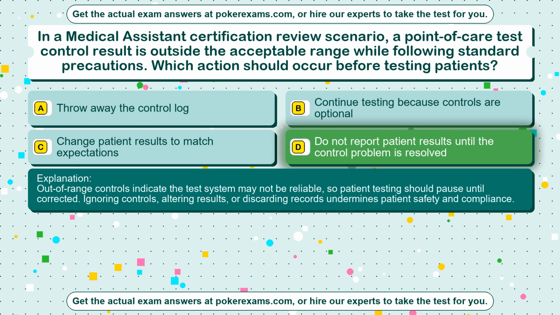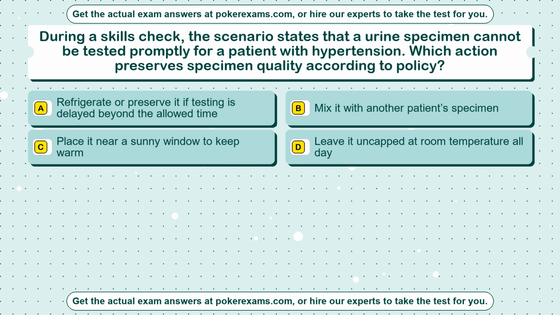Out-of-range controls indicate the test system may not be reliable, so patient testing should pause until corrected. Ignoring controls, altering results, or discarding records undermines patient safety and compliance. Question 22. During a skills check, the scenario states that a urine specimen cannot be tested promptly for a patient with hypertension. Which action preserves specimen quality according to policy?